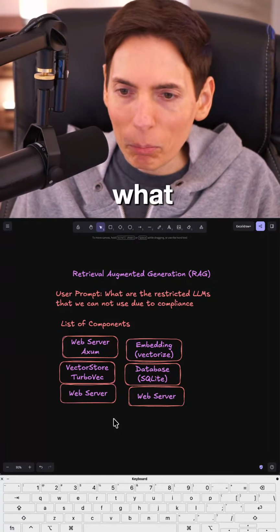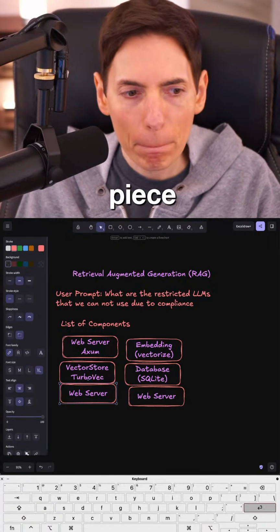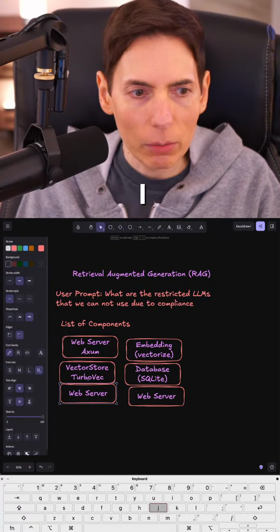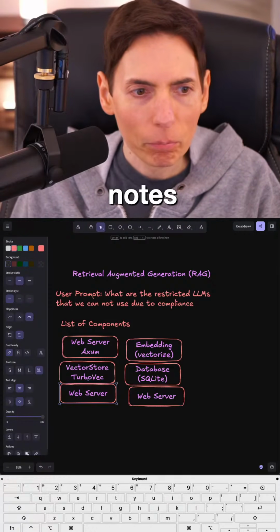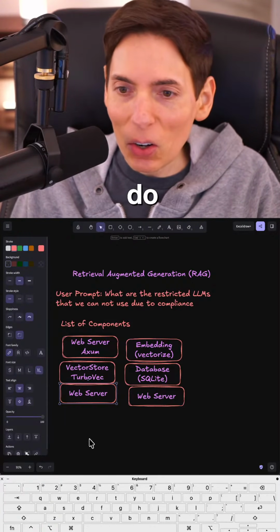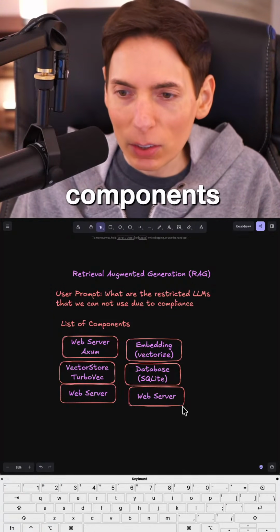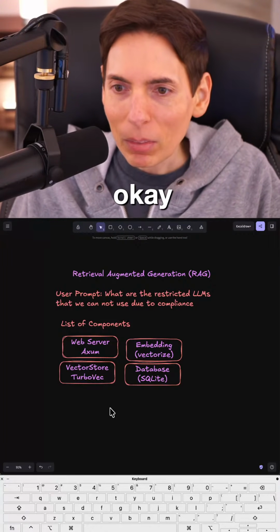All right. So what piece am I missing? I know I'm missing at least one other piece. Let me see here. I wrote some notes. Let me go really quick into my notes. Embedding, database. That's it. All right. I think that's it. We did it. There's nothing left to do. Okay. We only need 4 components. That makes it really easy. Here, this is great.